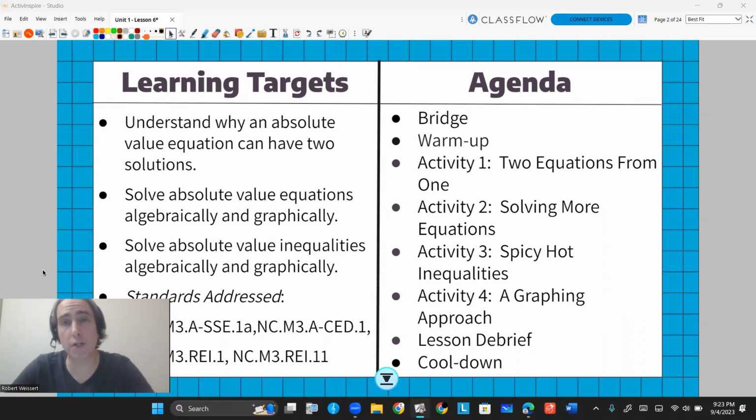In this video, our learning targets are going to be to understand why absolute values can have two solutions, how to solve those absolute value equations graphically and algebraically, and how to solve inequalities graphically and algebraically. And there's going to be a bridge, a warm-up, and some activities down below, including a cool down and a lesson debrief at the end.